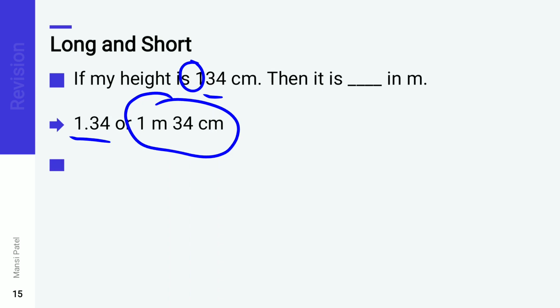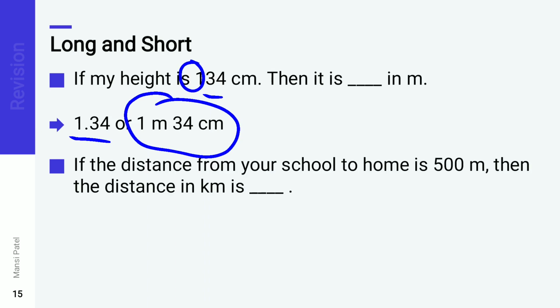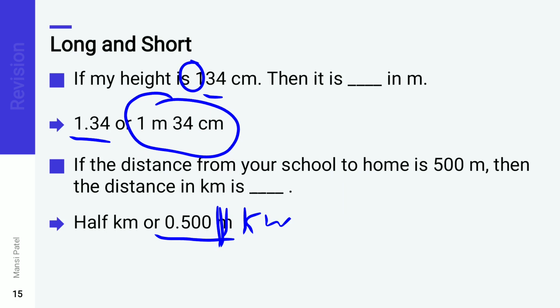Now another question is, if the distance from your school to your home is 500 meter, and you want to convert this 500 meter into kilometer, then you can say that the distance from my school to my home is half a kilometer, or we can write 0.500 kilometer. Here you write kilometer instead of meter, or in words you can say that it is half a kilometer.